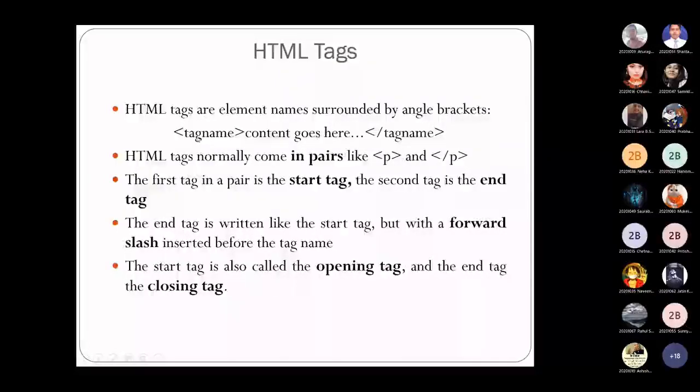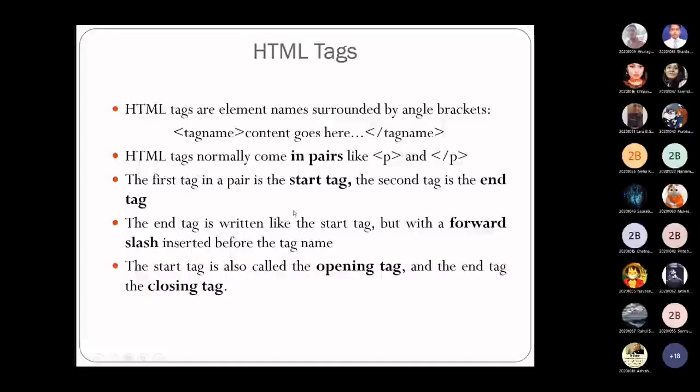Here you see the basic structure or syntax for an HTML tag. An HTML tag starts with the tag name, then you write some content, and then it closes in a similar way, but with a forward slash and the tag name. Whatever you write here will go inside this tag. HTML tags normally come in pairs, like a paragraph. This is the beginning and this is the closer.